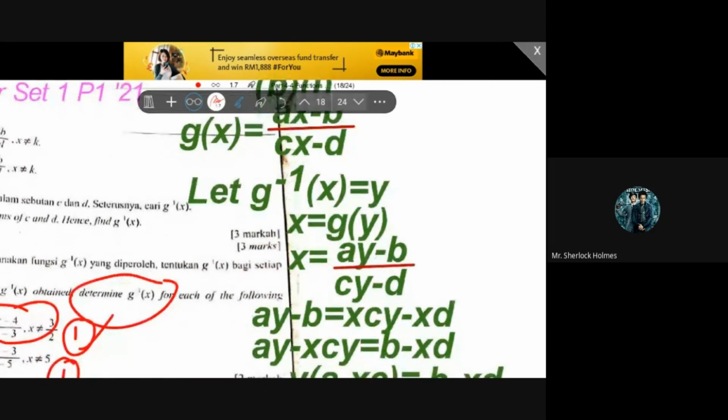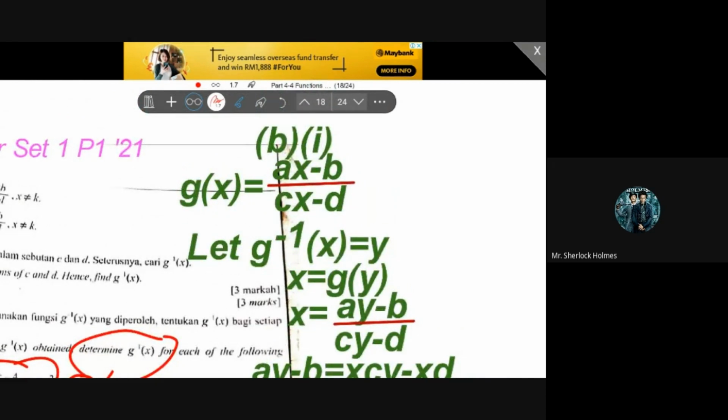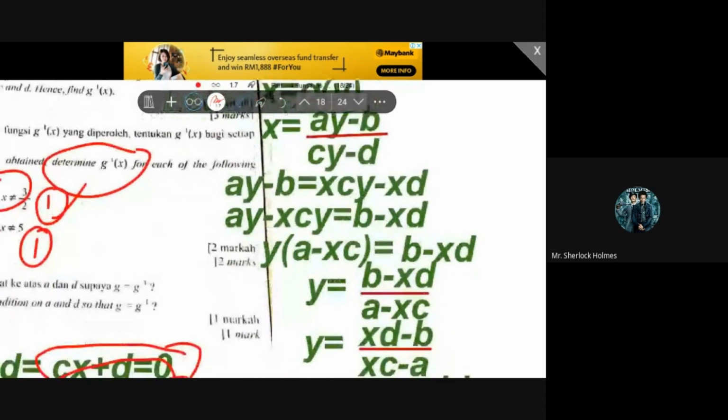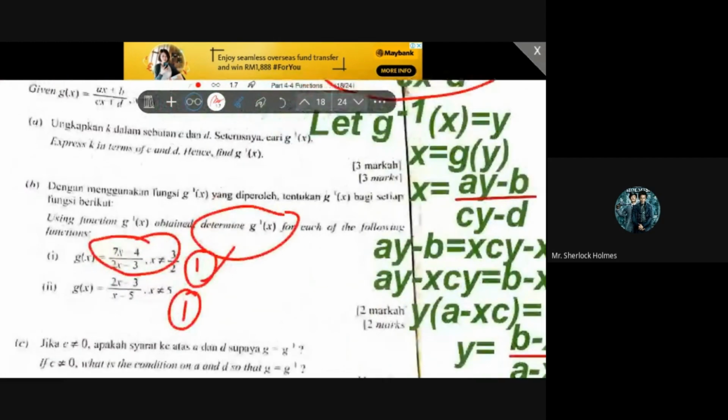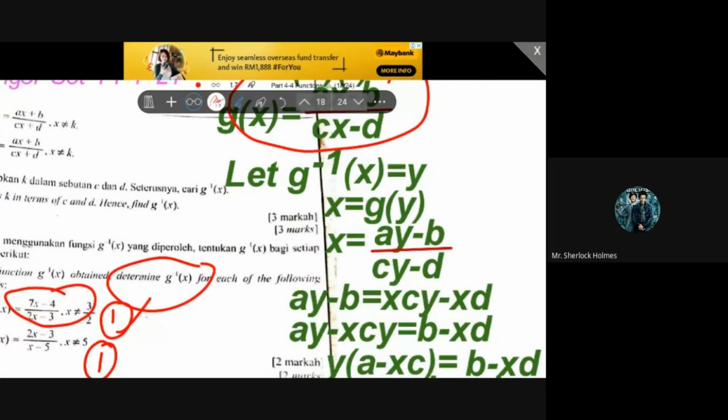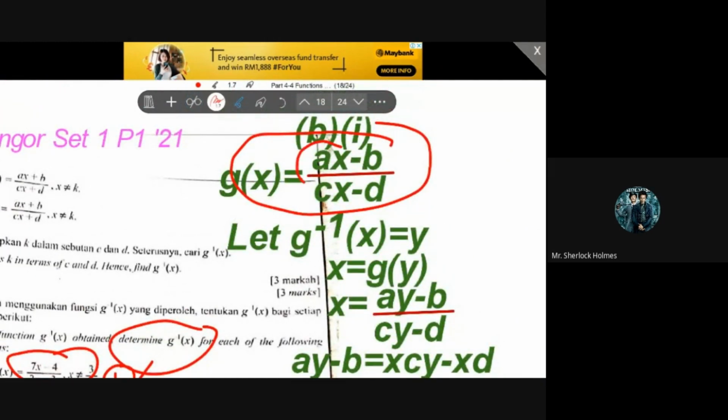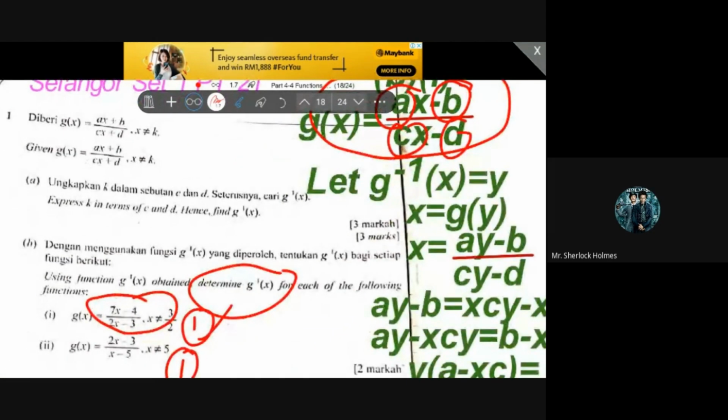So this one, we continue B1. So g(x) is (Ax minus B) over (Cx minus D), right? So how do you want to solve this? Same way, inverse function. So you must express this equation. Who can tell me why I put A, B, C, D here, while the question is (7x minus 4) over (2x minus 3)? Why do I put A, B, C, D? Anyone got a suggestion?